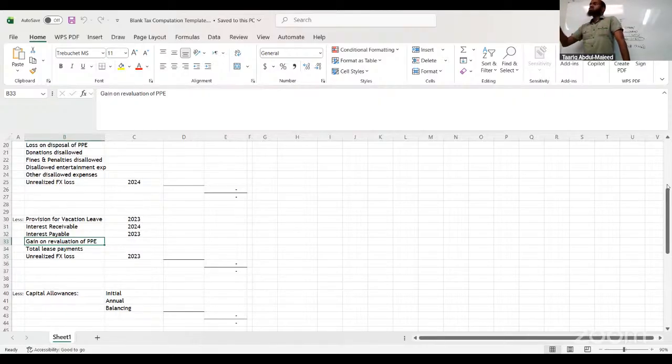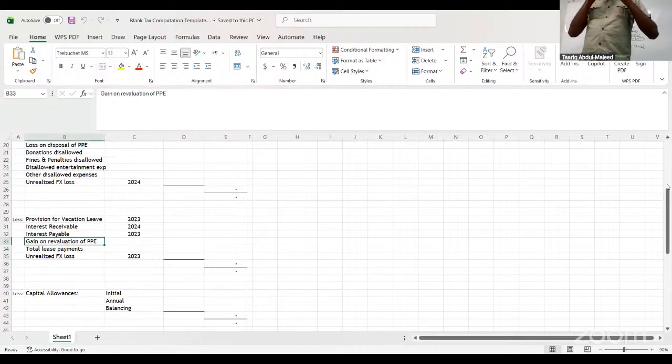Your tax computation adjustments include depreciation, gain or loss on disposal, disallowed donations, fines and penalties, interest payable, interest receivable, vacation provision, and FX gains or losses. Once you know the items first, now, what do you add at the top? What do you add to current year profit? What do you subtract?